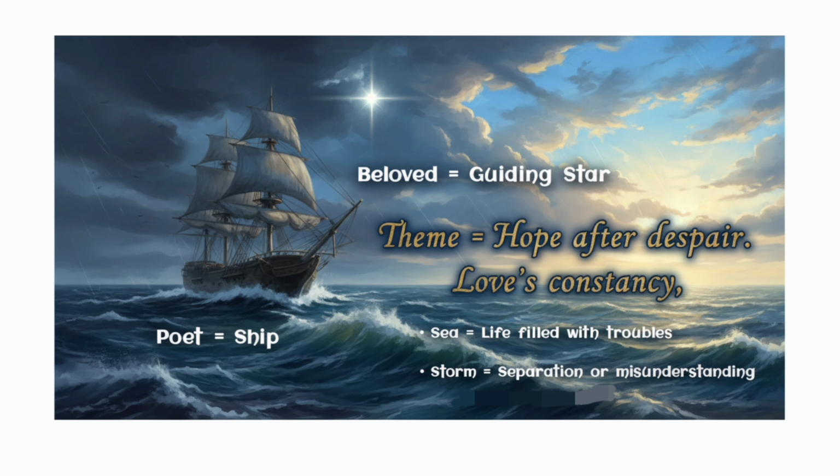Now coming to the main plot of sonnet number 34. In sonnet 34, Spenser compares himself to a ship guided by a star. His beloved, Elizabeth Boyle, is that guiding star. When she hides her love, he feels lost and sorrowful, like a ship in a storm. But he hopes that his love will shine again and remove his grief. Spenser also used a lot of metaphors, like sea and storm. By the word sea, Spenser meant life filled with troubles, and by the word storm, he meant separation or misunderstanding. The main theme of the sonnet could be hope after despair, or love's constancy.